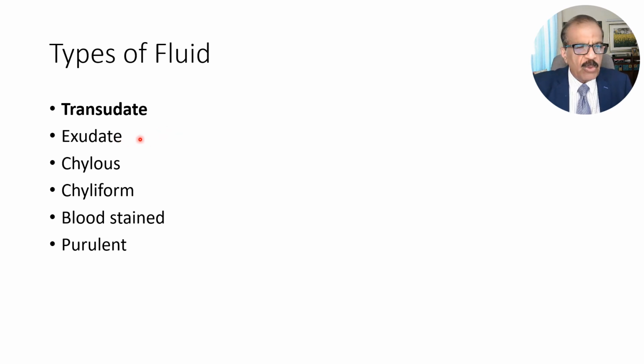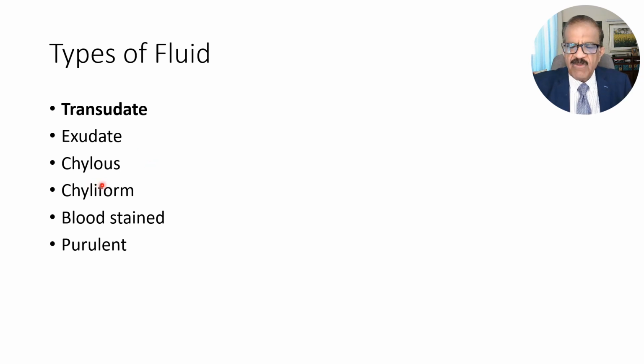Exudate is a protein-rich fluid, and chylous is the one which we see very opaque, whitish, when there is lymphatic blockade. Chyliform is not exactly chylous, but it is like chylous. Any chronic effusion can become chyliform. Sometimes fluid may be blood stained, typically suggestive of malignancy, and sometimes it may be frankly purulent, indicating bacterial infection. So these are various types.